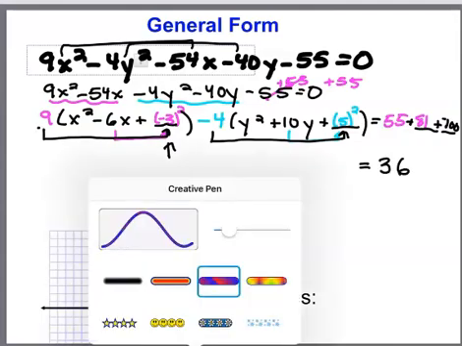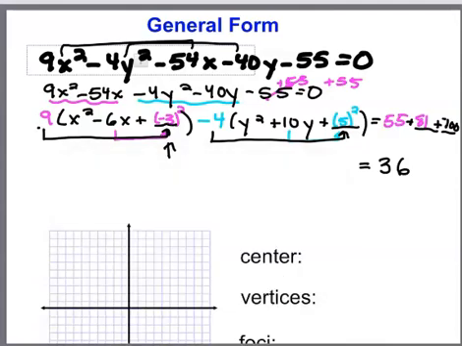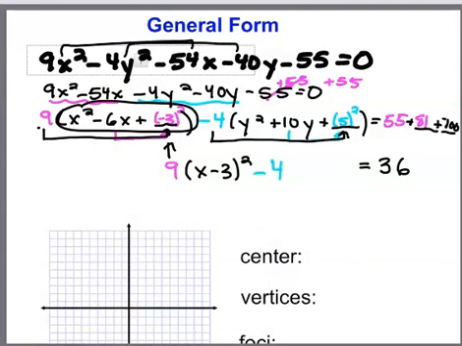On my left side, I've still got that 9 on the outside. So I have a 9. But this all simplifies to x minus 3 squared. Now this is a -4. This all simplifies to y plus 5 squared. Now we're almost there. Remember, if it's in general form, it's supposed to equal 1.